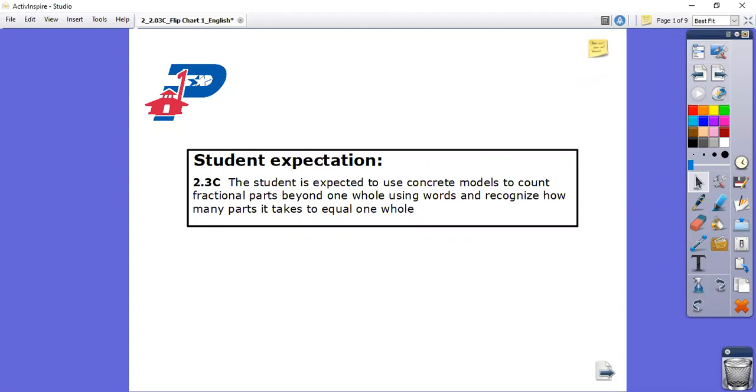We are going to be continuing our focus on fractions. For today, we are looking at fractions that are more than one. We have our SE right here, our student expectation. We are expected to use concrete models to count fractional parts beyond one whole. We're going to use our words, and we're going to recognize how many parts it takes to equal one whole. So let's get started.